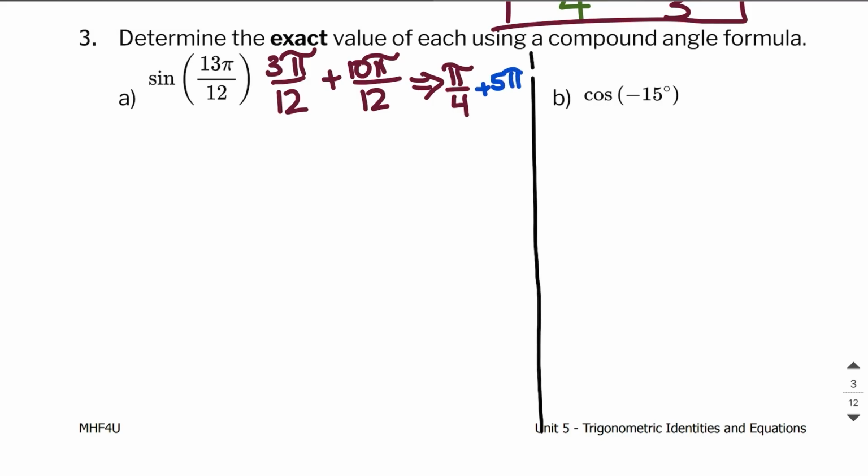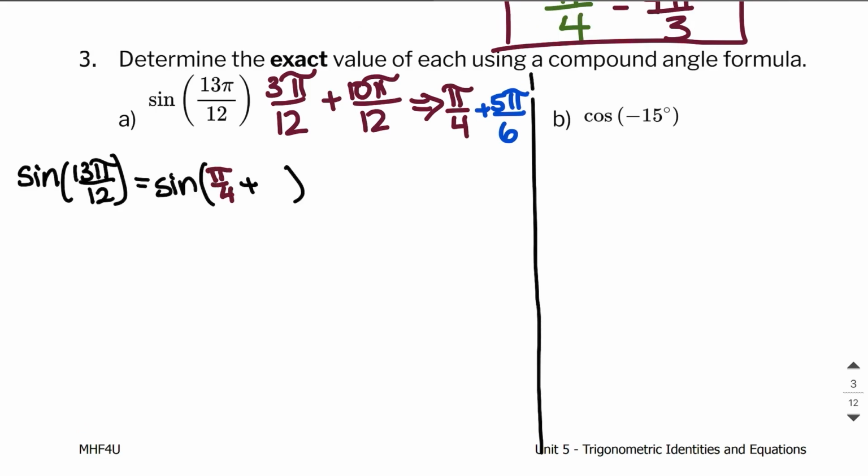And I'm actually going to color code this so you can see what's going on here. So here we can say that sine of 13 pi over 12 is going to be equal to sine of pi over 4 plus 5 pi over 6.